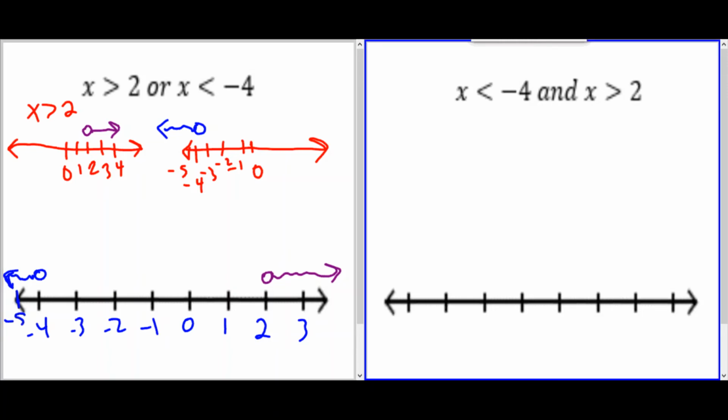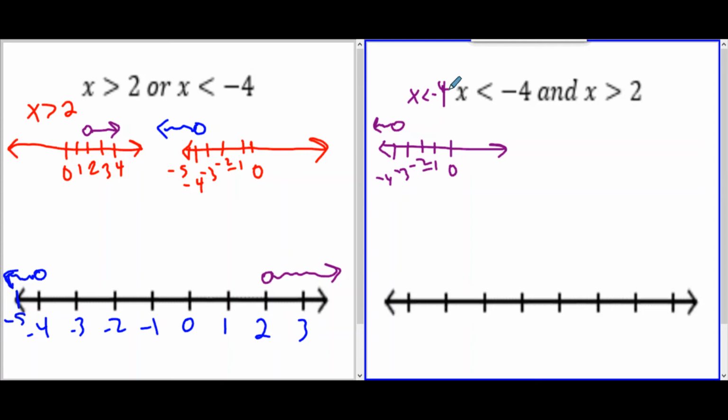So for the next one, x is less than negative 4 and x is bigger than 2. So again, I'm going to plot each of those on their own number line. So first, x is less than negative 4. So 0, negative 1, negative 2, negative 3, negative 4. So x is less than negative 4. So open circle, and we're shading to the left. So this is x is less than negative 4.